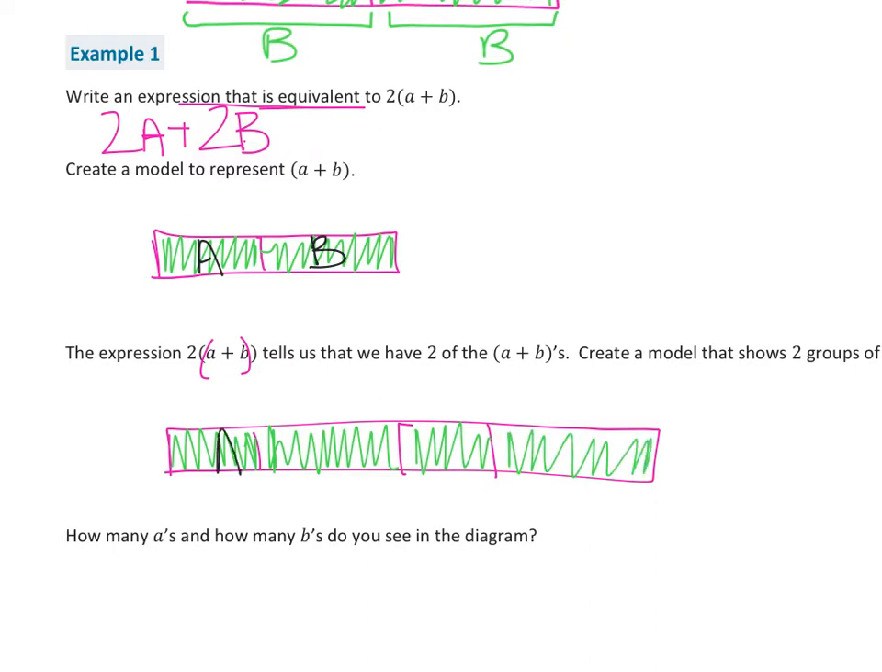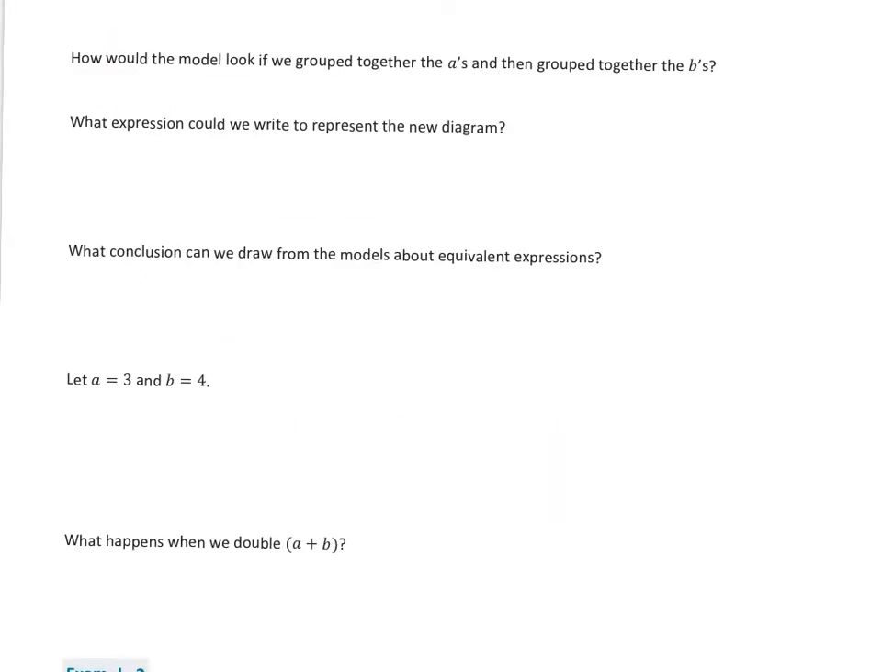So let's see, this is an A, and this one's an A, and this is a B, and this is a B. So how many A's do we see? 2. How many B's do we see? Still 2. So how would the model look if we group together the A's and then group together the B's? Well, maybe it would look something like this. More green. And these guys are A's, and these guys are B's.